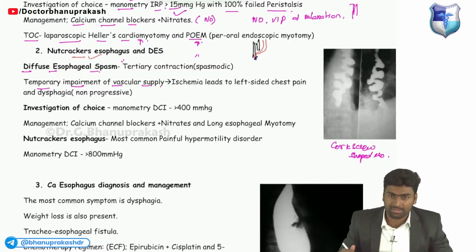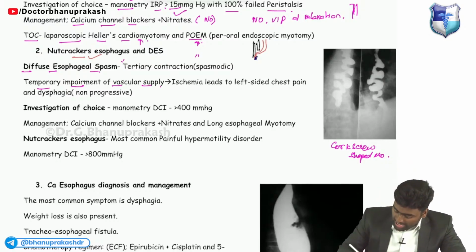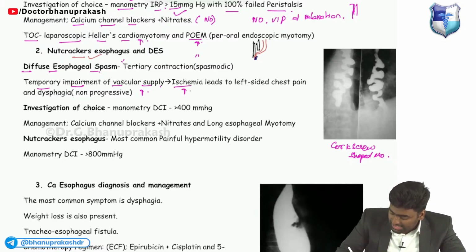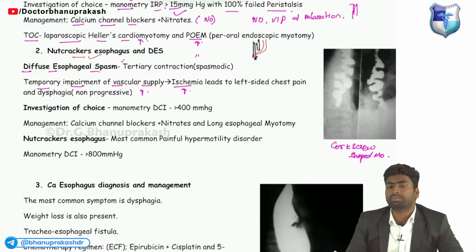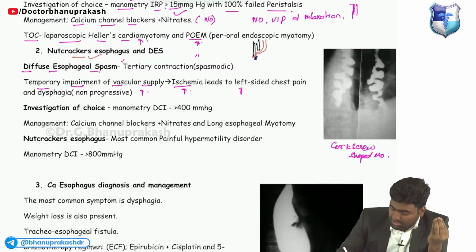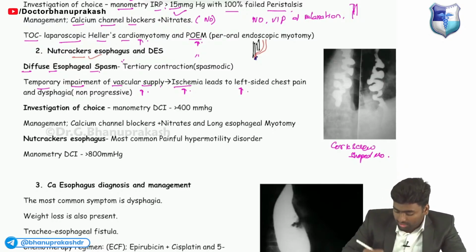Because of this spasm, the vessels will undergo spasm, and it will cause what? It will cause compromise in the vascular supply, which leads to ischemia. Because of this ischemia, it will mimic myocardial infarction, especially on the left side. Fine. And it will always be associated with dysphagia.